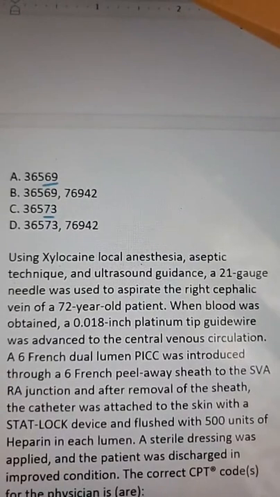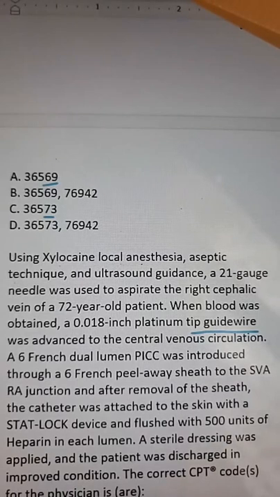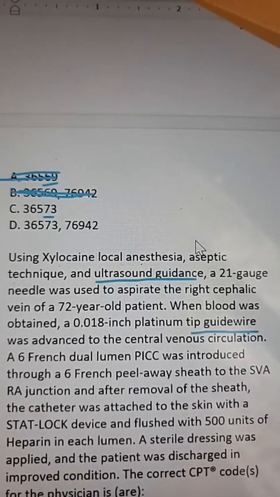So we just need to know if we're using guidance or not. There's a tip guide wire. Right here, with ultrasound guidance. So that right there lets you know it cannot be A or B because they are using guidance. If there had been just the technique with a guide wire, then we would have picked 69. Because they are using ultrasound guidance, it is the 73, and we know we do not use radiology on top of it. We don't add that code because it's all included with the 73.